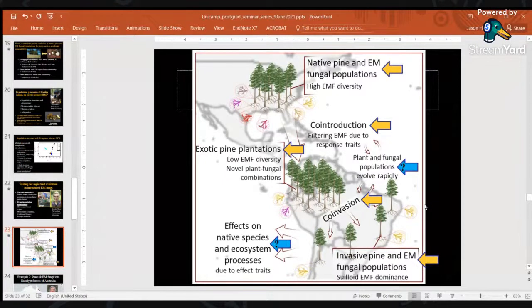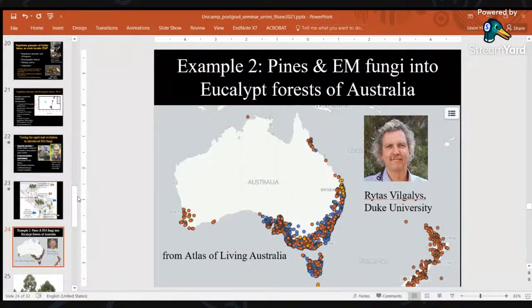Okay, and finally, I want to focus for a few minutes on this last blue arrow here, which is our second big question, and that is how these exotic introductions and invasions may be affecting ecosystem processes. And I'll introduce here a second example, which is pines and ectomycorrhizal fungi invading into eucalypt forests in Australia. And this work is being led especially by Rytas Vilgalys at Duke University and members of his lab and his collaborative network.